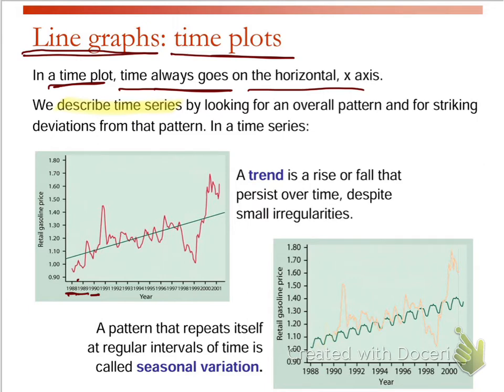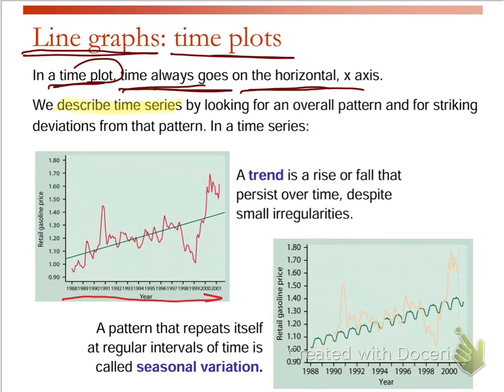So it must be one of the time parameters: minutes, seconds, hours, years, decades, whatever. Time always goes on the horizontal, or x-axis, if we are talking about a time plot. When we describe a graph that involves time, we have to do two things. We have to describe the time series as far as we go with the time, the number of years, and what is happening.